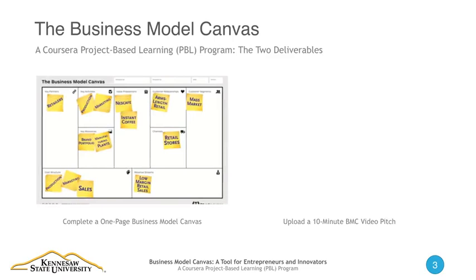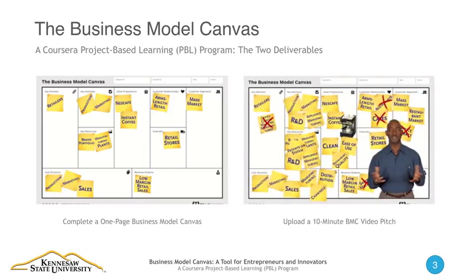So let's begin with the end in mind. Let's talk about the project deliverables. By the end of this program, you will have the knowledge and skills to complete a 1-page business model canvas, which is a requirement of this Coursera program, and also a 10-minute video presentation that explains your new business model. This second project deliverable is optional, but highly recommended. And we'll talk about these deliverables more throughout the program.